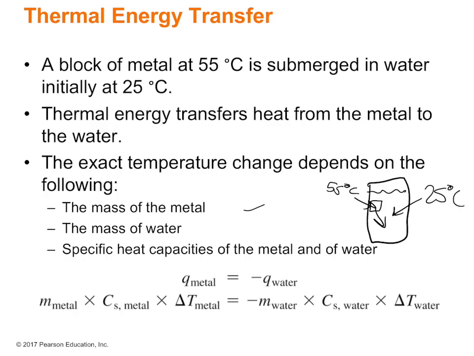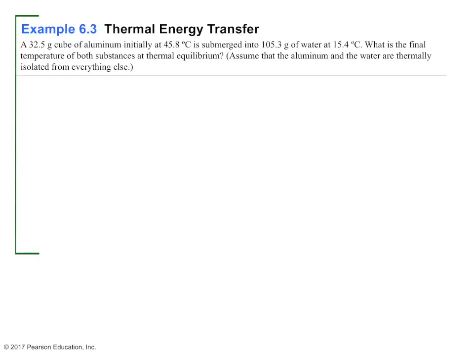Notice that the one that's gaining the heat is negative and the one that's losing the heat is positive. So the metal is losing the heat, therefore it's positive. The water is gaining the heat, therefore it's negative. Okay, so we take into account the mass of the metal, the specific heat of the metal, and the change in temperature of the metal. That's going to equal the negative mass of the water, specific heat of the water, and the change in temperature of the water. So here's an example.